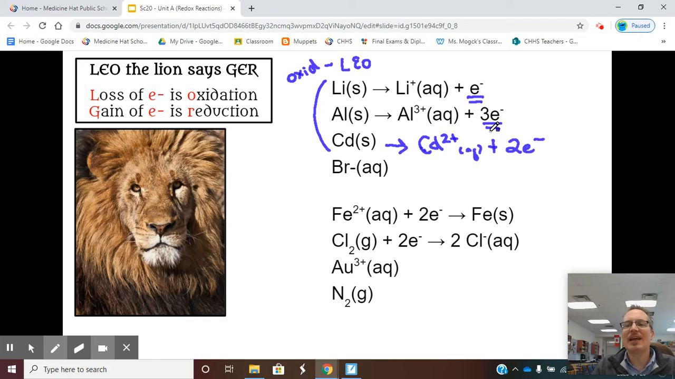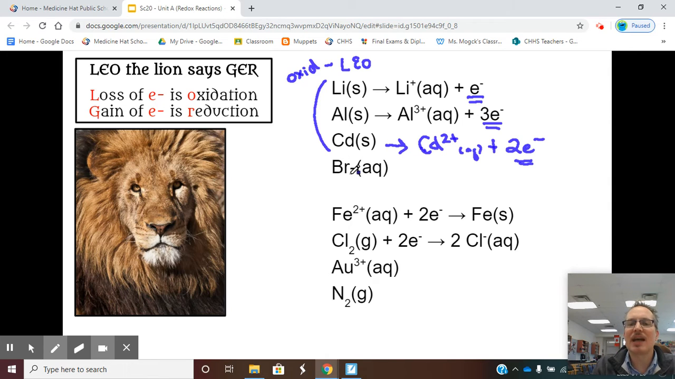Remember, the only thing I can add is electrons because that's the definition of electrochemistry. Adding of electrons or losing of electrons. Again, since these electrons are on the right-hand side, they're leaving. Therefore, this is an oxidation half reaction.